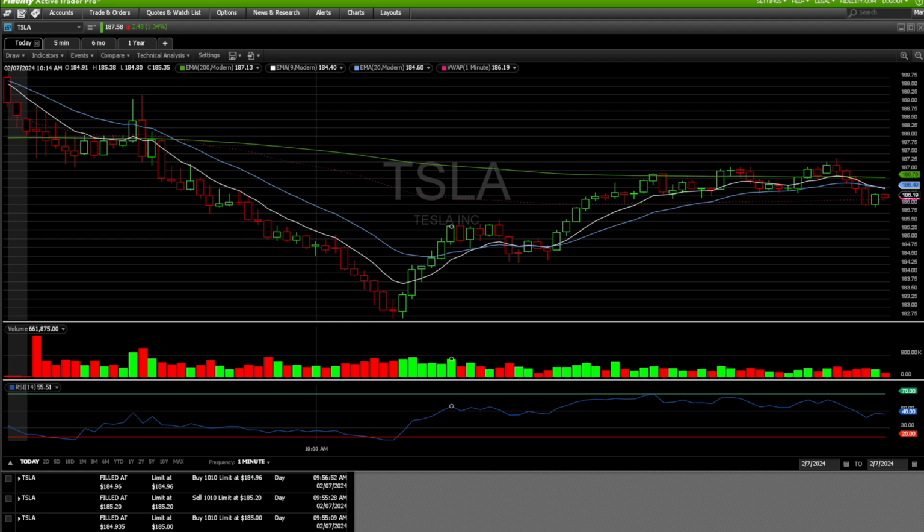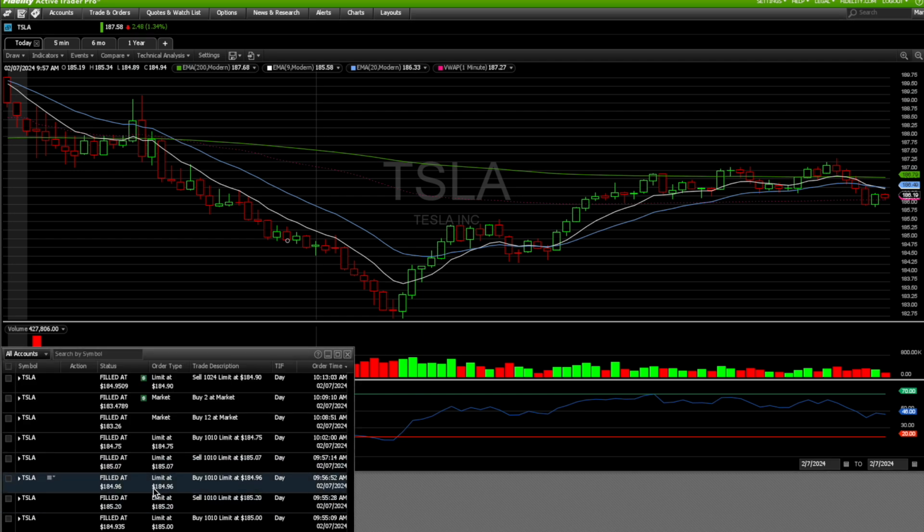Now let's look at the second trade. We got filled. This is a quick scalp entry again, so pretty much the same time, 9:56. We held for about 30 seconds, and we made 11 cents. That's $110 right there. And then the next trade we bought at 184.75 at 10:02.